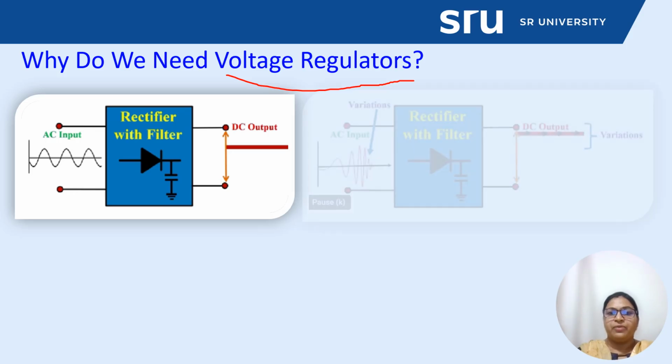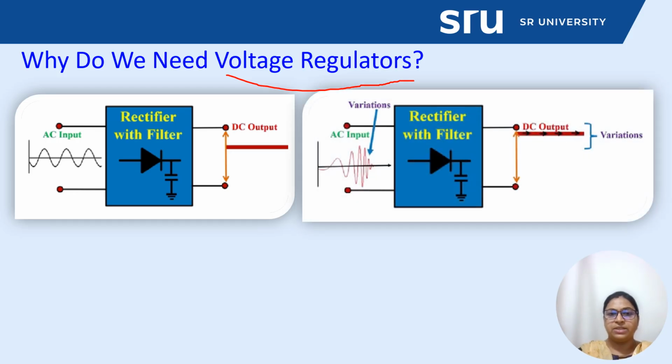But if we have a variation of the AC input, like that fluctuation, and then we add a rectifier with the filter, what will we get? The DC output which we are getting here constant, we will not get it constant. It will fluctuate over this range. It can increase this way, or it can go this way.